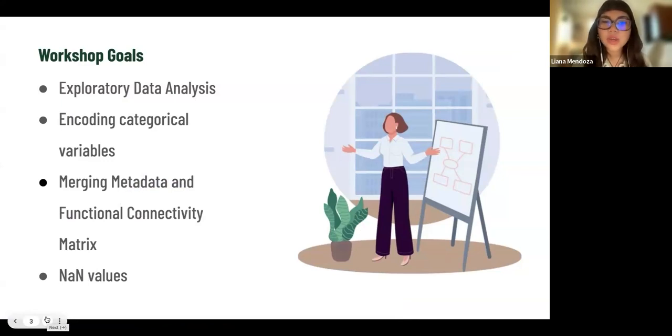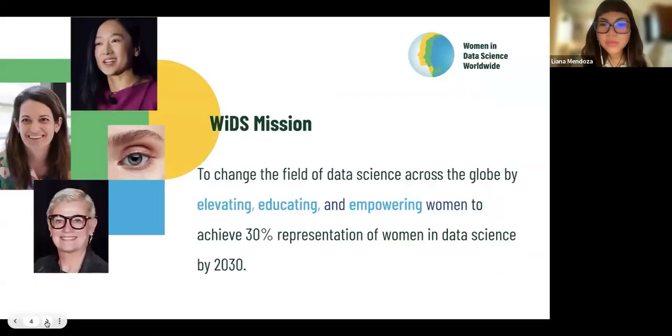And then the rest, such as encoding, merging, and also dealing with missing values. These next parts work on these data frames directly in order to prepare them for machine learning. And then the mission of Women in Data Science is to change the field of data science across the globe by elevating, educating, and empowering women to achieve 30% representation of women in data science by 2030.